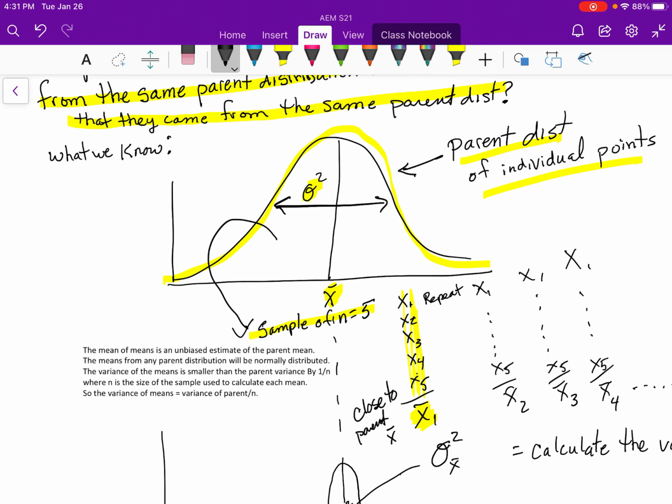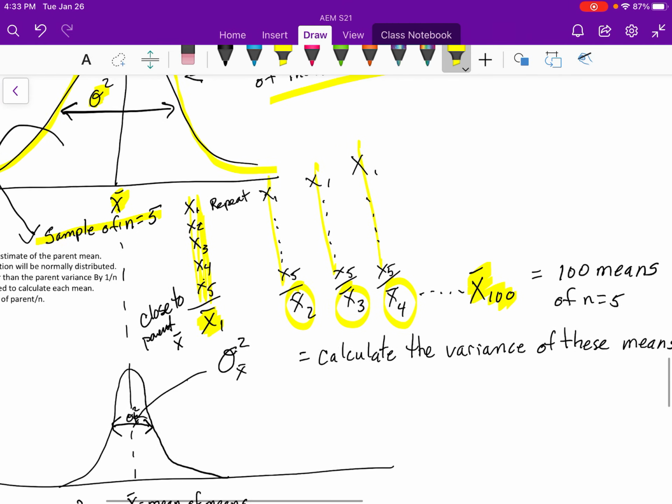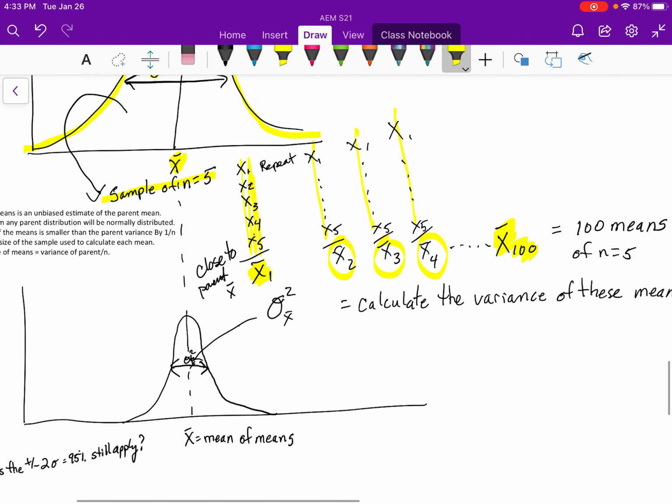And what we're going to do is repeat that in your mind 100 different times. So we'll take a sample of 5, calculate its mean, put it here. Take another sample of 5, calculate the mean. Calculate another sample of 5, calculate the mean. Now in ecology we don't actually do this, but we might conceptually do this as a thought experiment and collect up all of these x bars until we have 100 of them. And then let's take them and plot them in a histogram so that they look something like this drawing below.